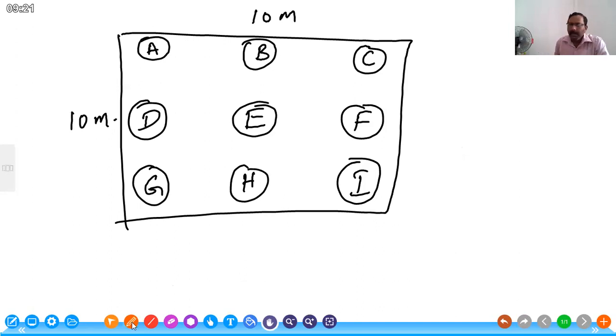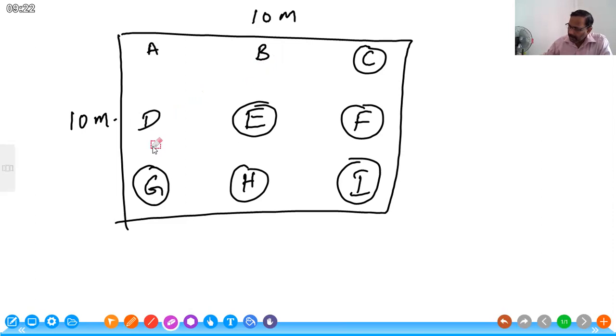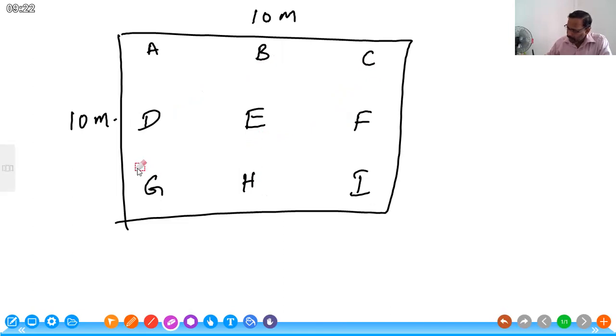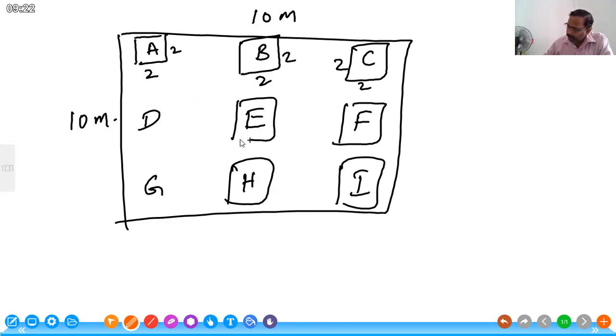Now, if I count, let's say this is some plot. I have put a circle here, though you can do it in a circle also. This is a 2 into 2 meter plot. This is a 2 into 2 meter plot. All are 2 into 2 meter plots, right?